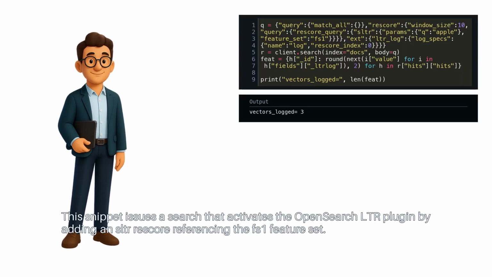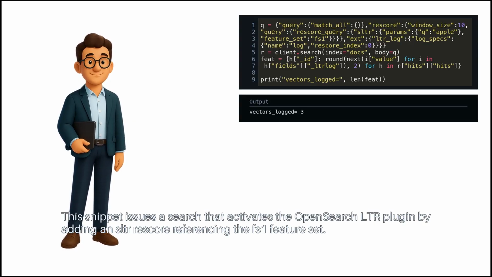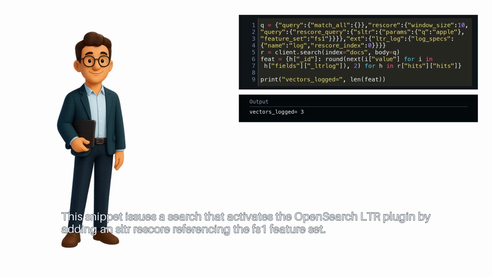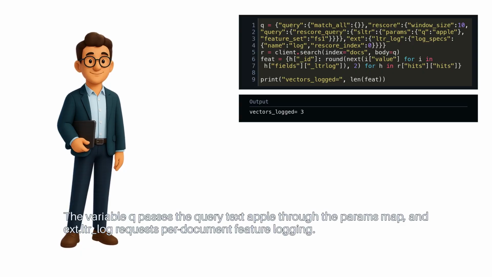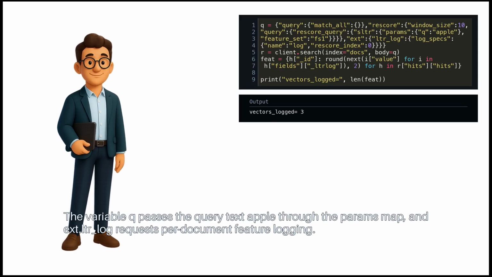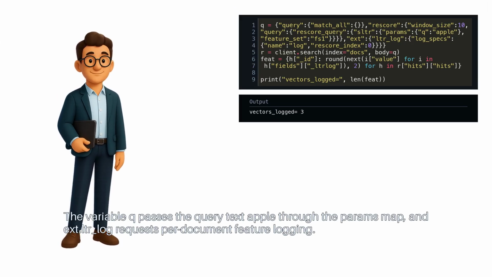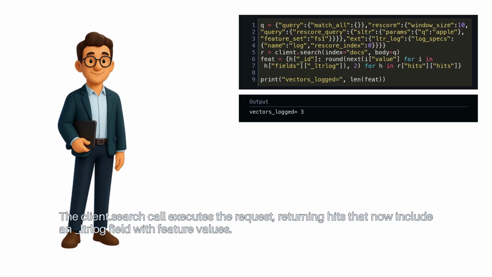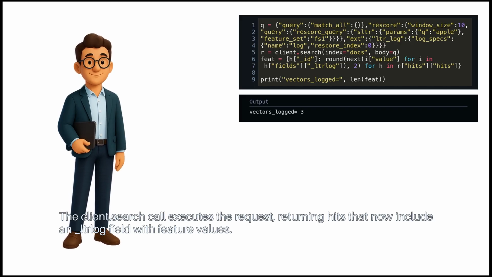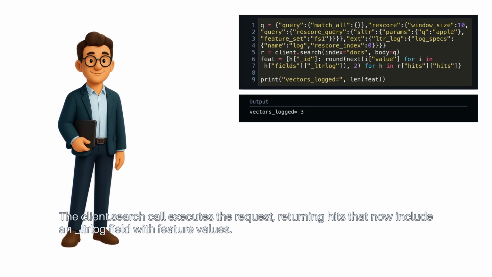This snippet issues a search that activates the OpenSearch LTR plugin by adding an SLTR rescore referencing the fs1 feature set. The variable params passes the query text apple through the params map, and ext.ltr_log requests per document feature logging. The client.search call executes the request, returning hits that now include an LTR log field with feature values.